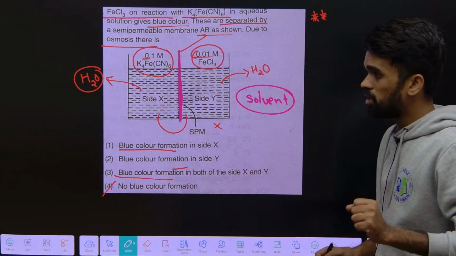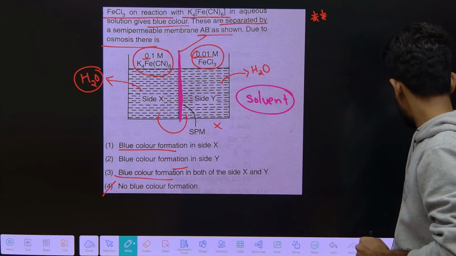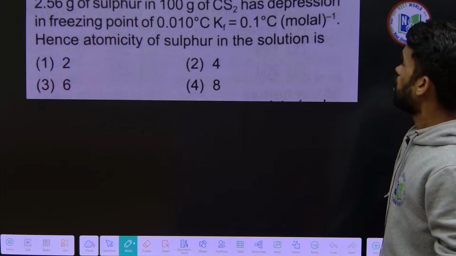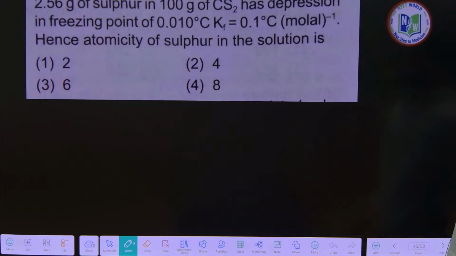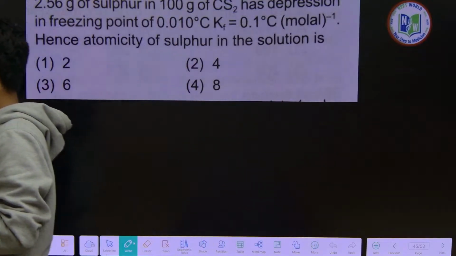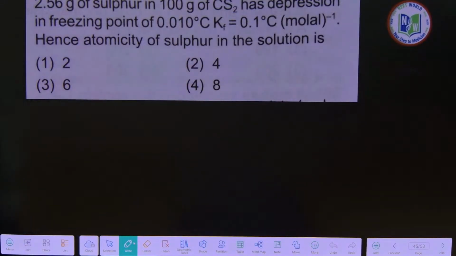Hope this is clear. Let us move forward with a few more examples. Can you answer me this question? Very simple question. Again, just give it a try. If you are unable to solve it, I will explain.